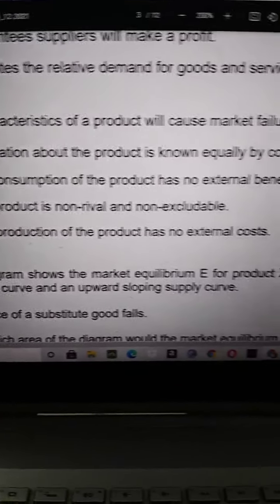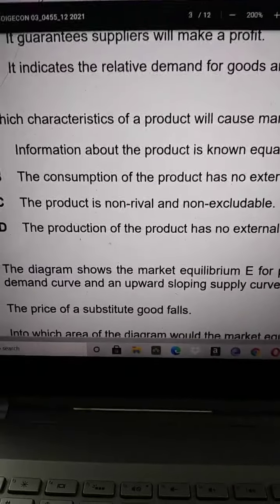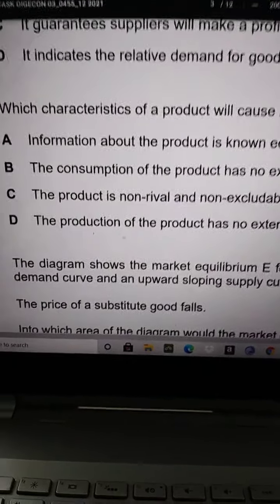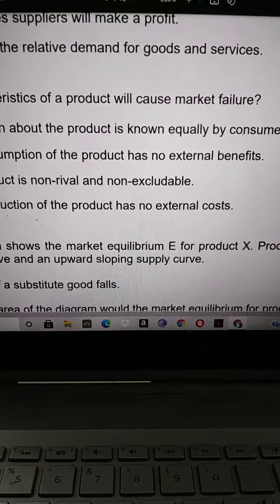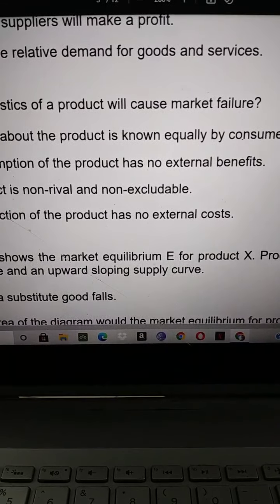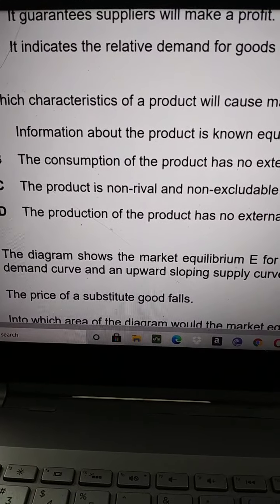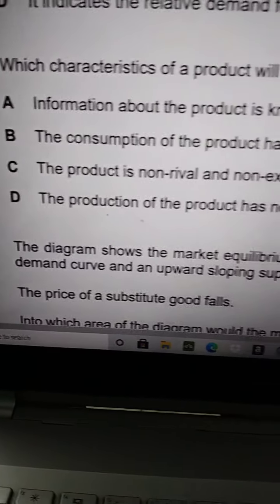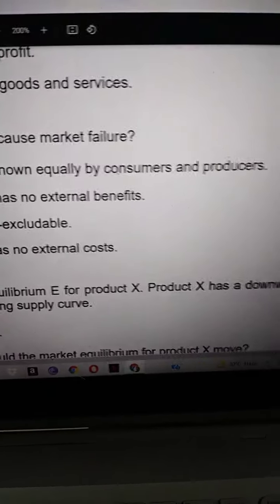Which characteristic of a product will cause market failure? Market failure means when the free forces of demand and supply, or the free market forces, private producers, are unable to allocate the resources according to the wills and desires of the consumers, then the market fails and the government intervenes. So, why will a product be part of a market failure? Look at option A. Information about the product is known equally by the consumer and producer, that is a good thing. That will not fail the market.